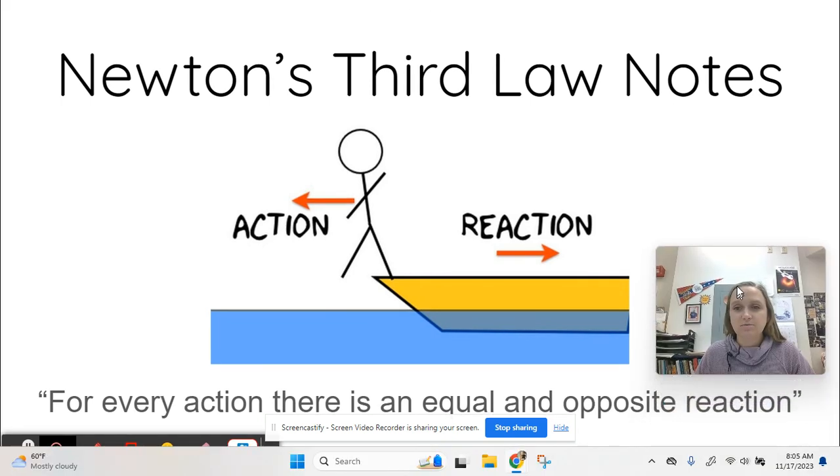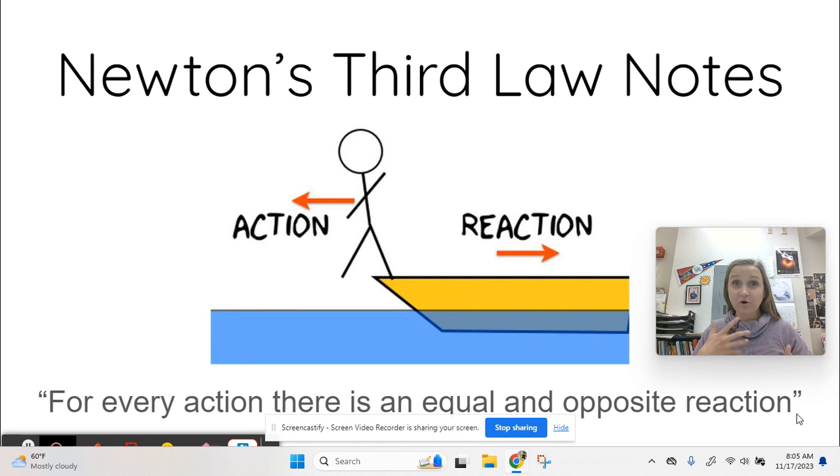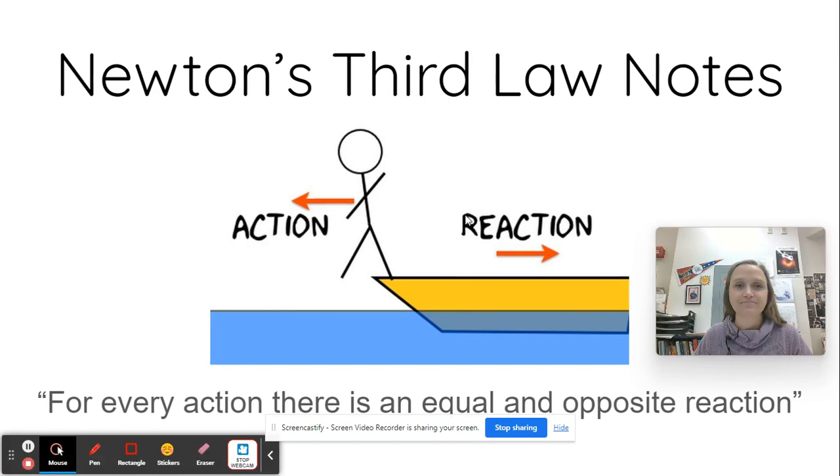Now, you might have talked about this in previous classes, and maybe you've heard this term before. Throughout this unit, we've been talking about Newton's three laws. The first law is an object in motion will stay in motion, and an object at rest will stay at rest unless acted upon by a net force. The second law is the idea that net force is equal to mass times acceleration. And the third law is really looking at how objects interact with each other.